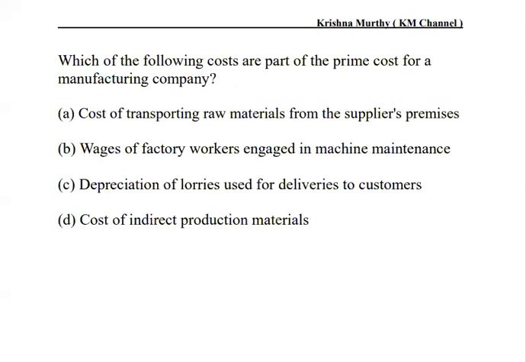Next one. Which of the following costs are the part of the prime cost for a manufacturing company? A option, the cost of transporting raw materials from the supplier's premises. B option, wages of factory workers engaged in machine maintenance. C option, depreciation of lorries used for deliveries to customers. Fourth option, cost of indirect production materials. The right option will be what? A, cost of transporting raw materials from the supplier premises.